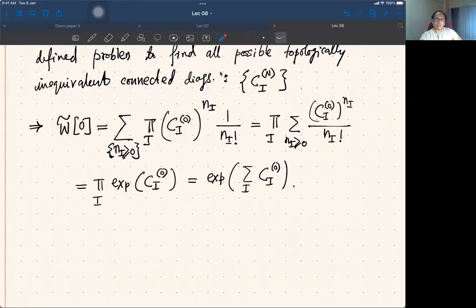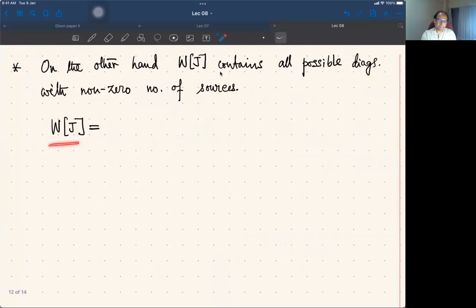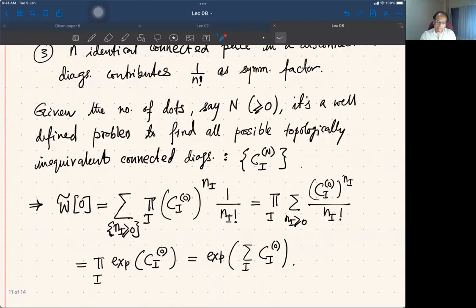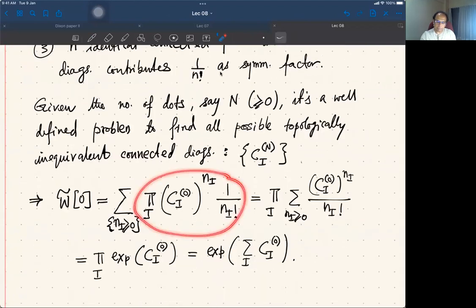But if J is non-zero, then non-zero n's will appear, and that n is not fixed. It can be anything. You can have a diagram which has 3 dots, another diagram 5 dots. They are multiplied. So 3 dots is a connected diagram, another 5 dot connected diagram. You multiply, you get an 8 dot diagram, right? So J to the power 8. So that will appear in WJ, right? So you basically have to multiply the same object, same expression, but for different values of n, right?